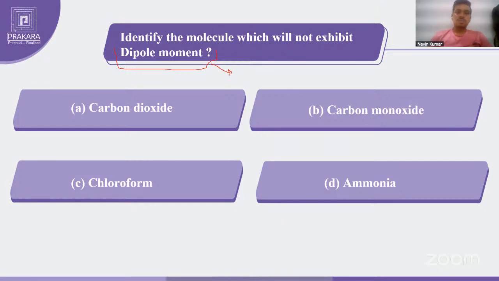The question is asking us to identify the molecule which is not going to show any kind of dipole moment. The given options are carbon dioxide, carbon monoxide, chloroform, and ammonia. So, firstly, read these options and try to give the answer on your own. Okay, Harika or anyone, you can give the option. You have 20 seconds to give the option.